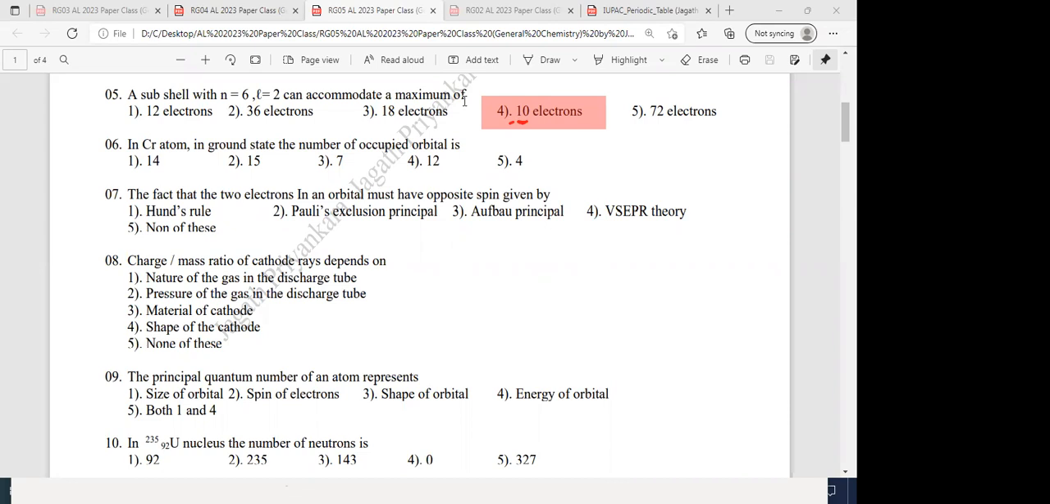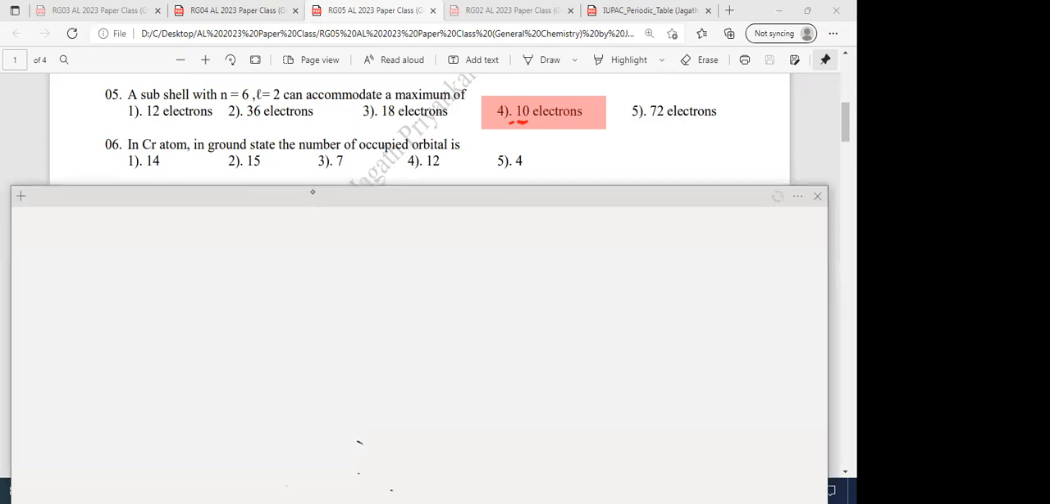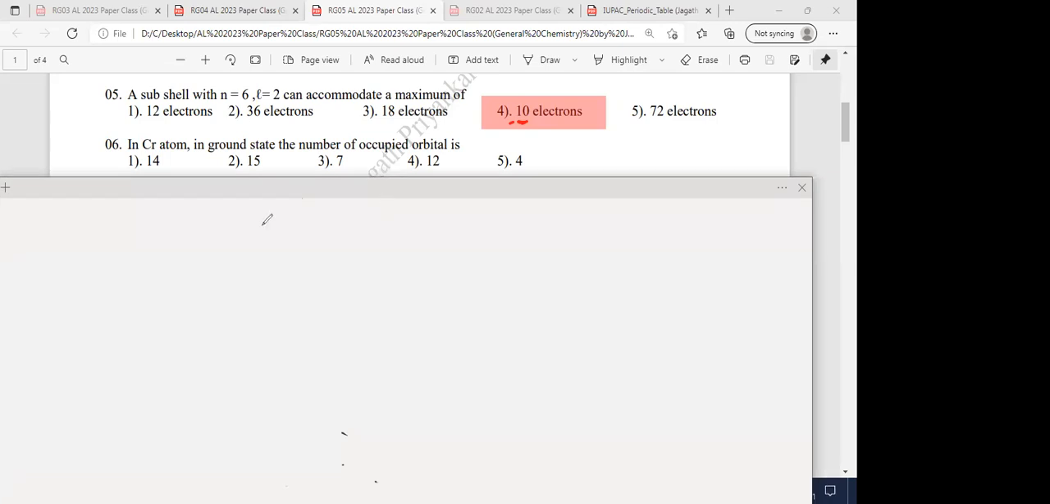Question number 6. Can you quickly post the answer to the chat? Sixth one. Chromium in the ground state, number of occupied orbitals. You have to be very careful. Read the question carefully, otherwise you will get this wrong. Question number 6, number of, I'll highlight here, occupied orbitals. They don't specify which orbital. Occupied orbital means electron-containing orbitals.